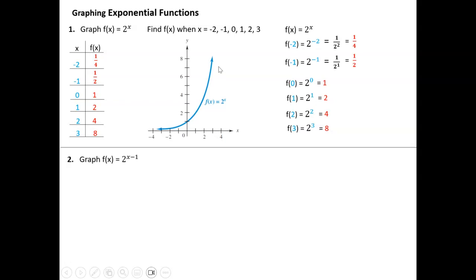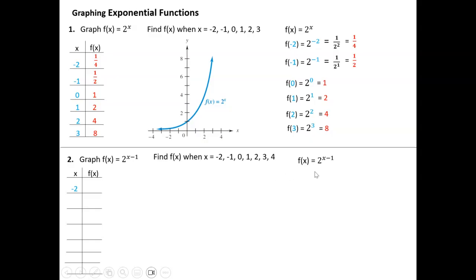Now, if you graph f of x equals 2 to the power of x minus 1, we do the same thing, same values. When it's -2, we plug in -2 where the x is. It's going to give us 2 to the -3, which is 1/8. When x is -1, it's going to be -1 minus 1, giving us 2 to the -2, which is 1/4. So when x is -1, my y is 1/4.